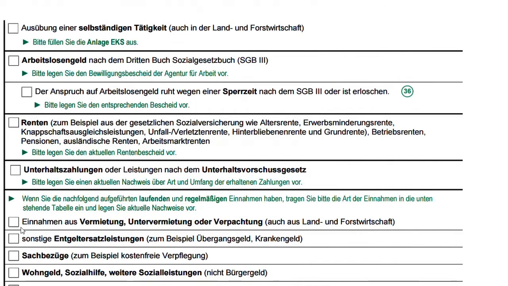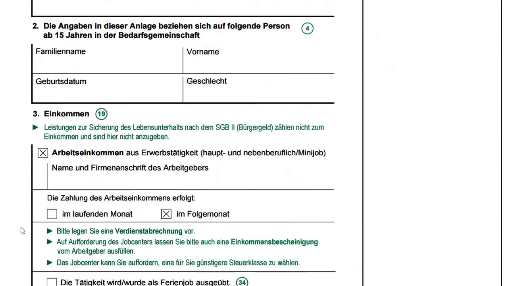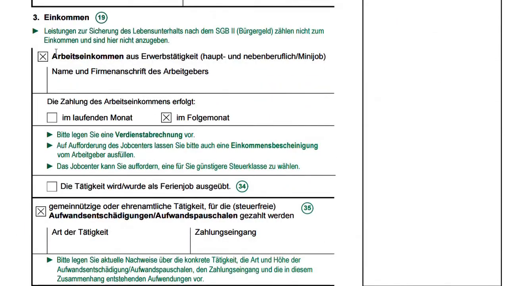It is worth mentioning that if one of these parts does not apply to this person, you should leave it open and not fill it in, and you only draw a line through it like this, here or here, and so on.